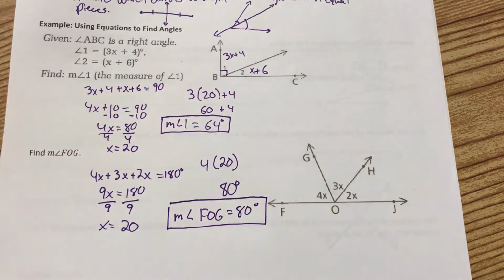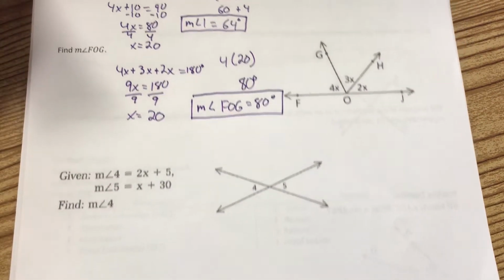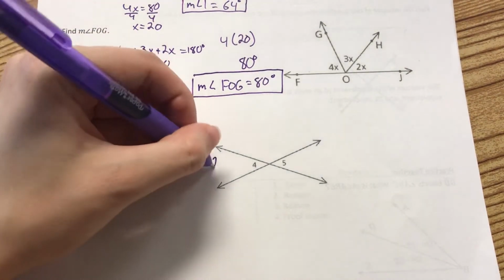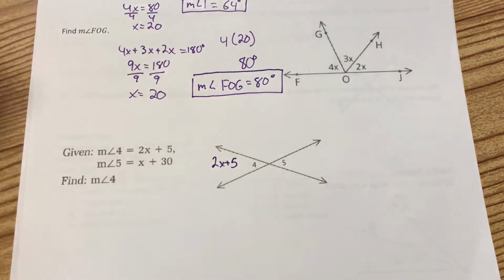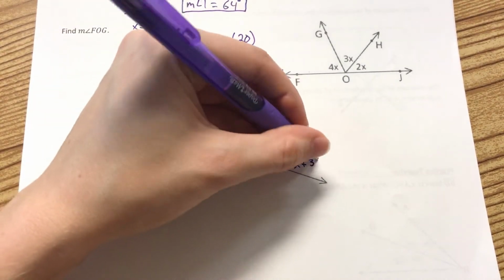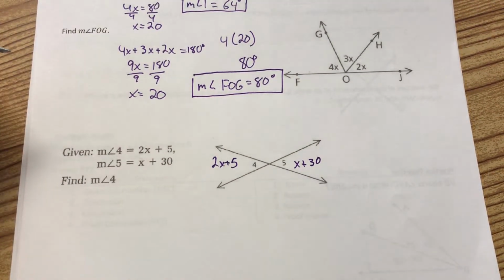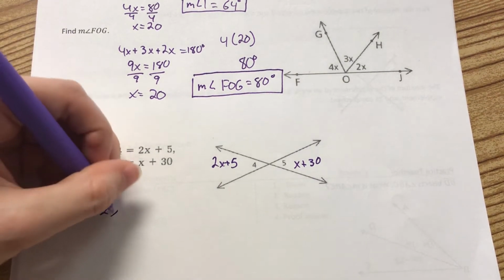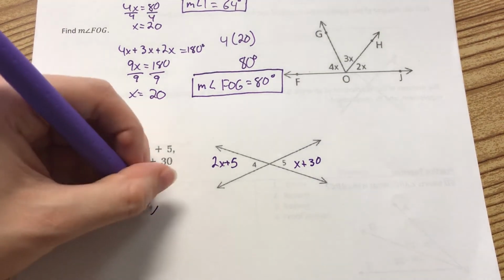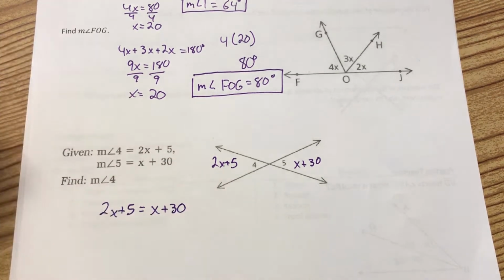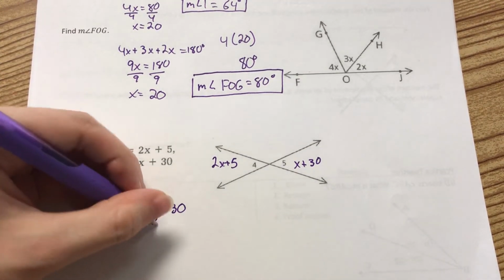In the next example, I'm given two angles. The measure of angle 4 is 2x plus 5. The measure of angle 5 is x plus 30. And so those are vertical angles. And what do we know about vertical angles? We know that vertical angles are congruent. So I can say that 2x plus 5 is equal to x plus 30, since those are the same measure, and then solve the equation.